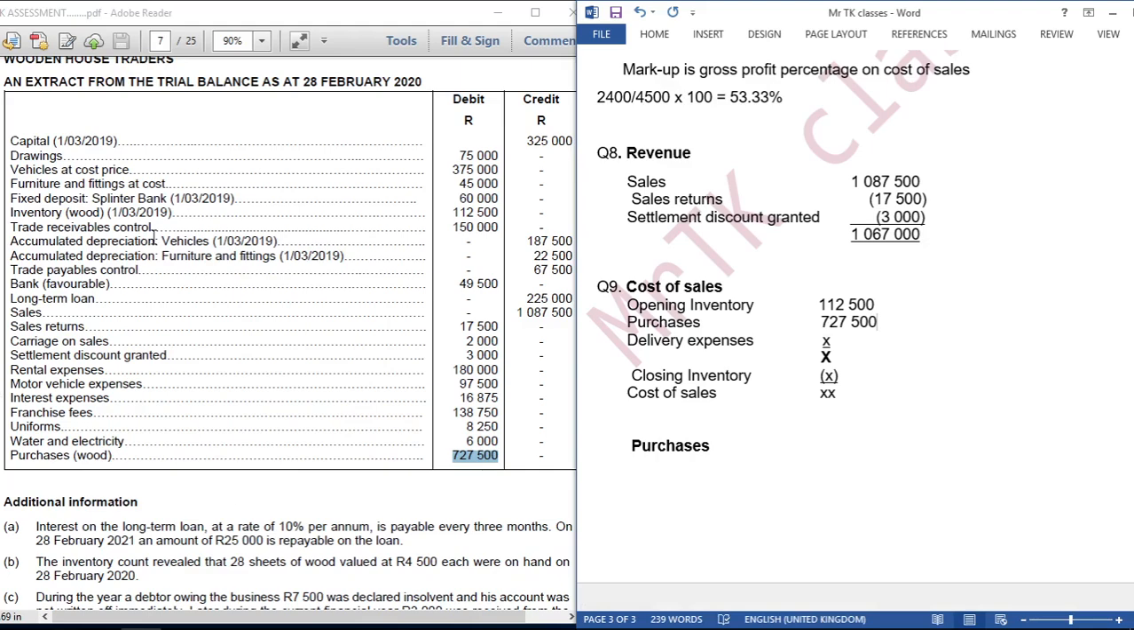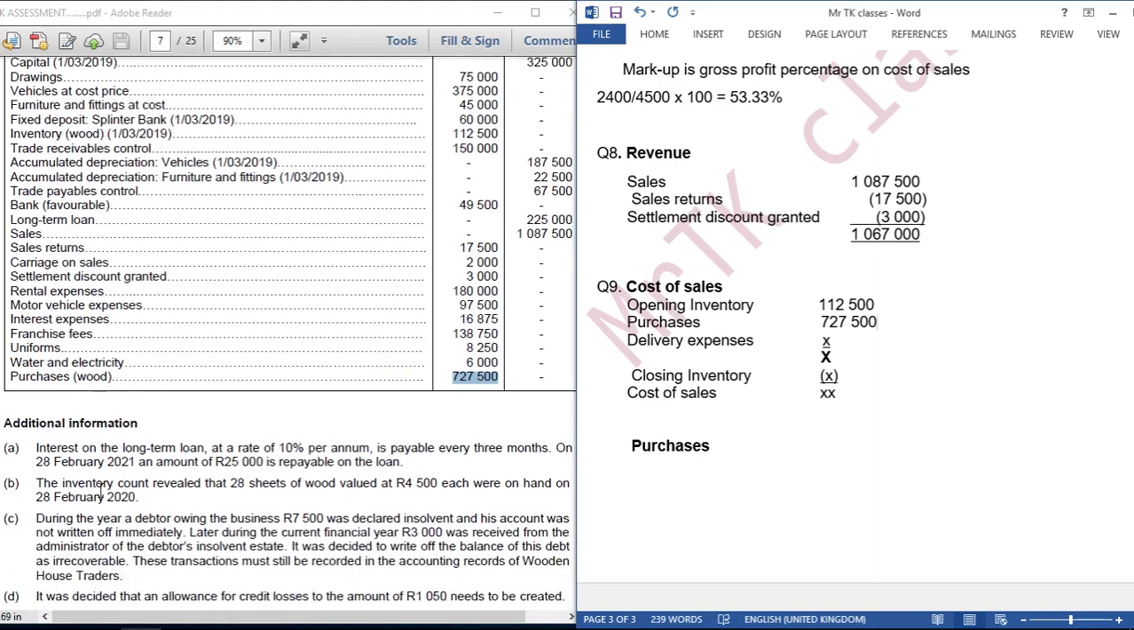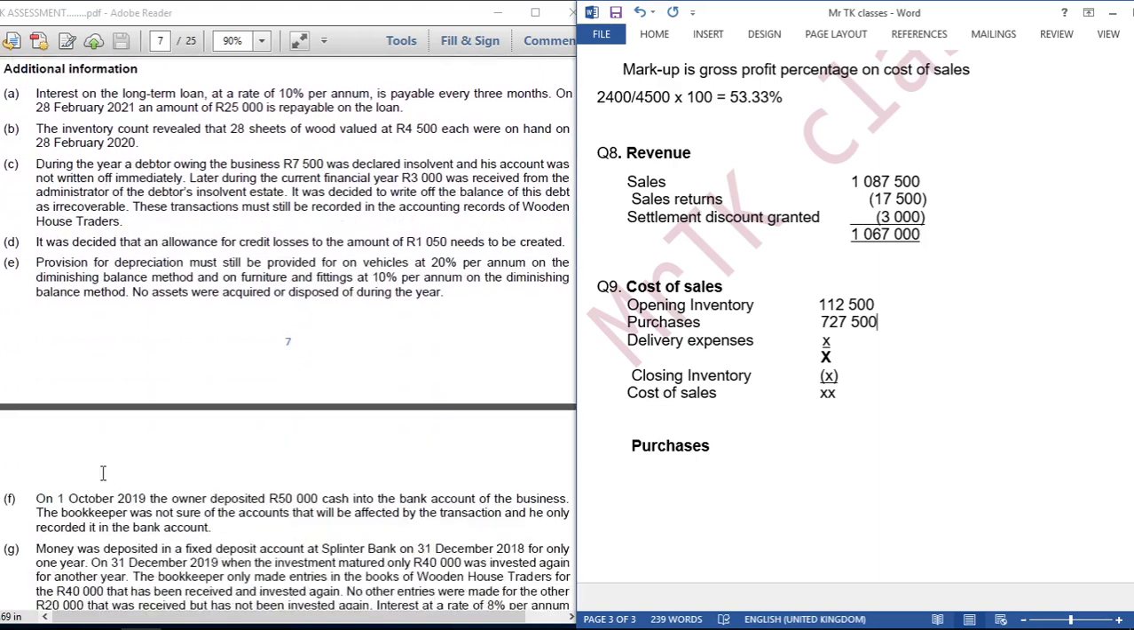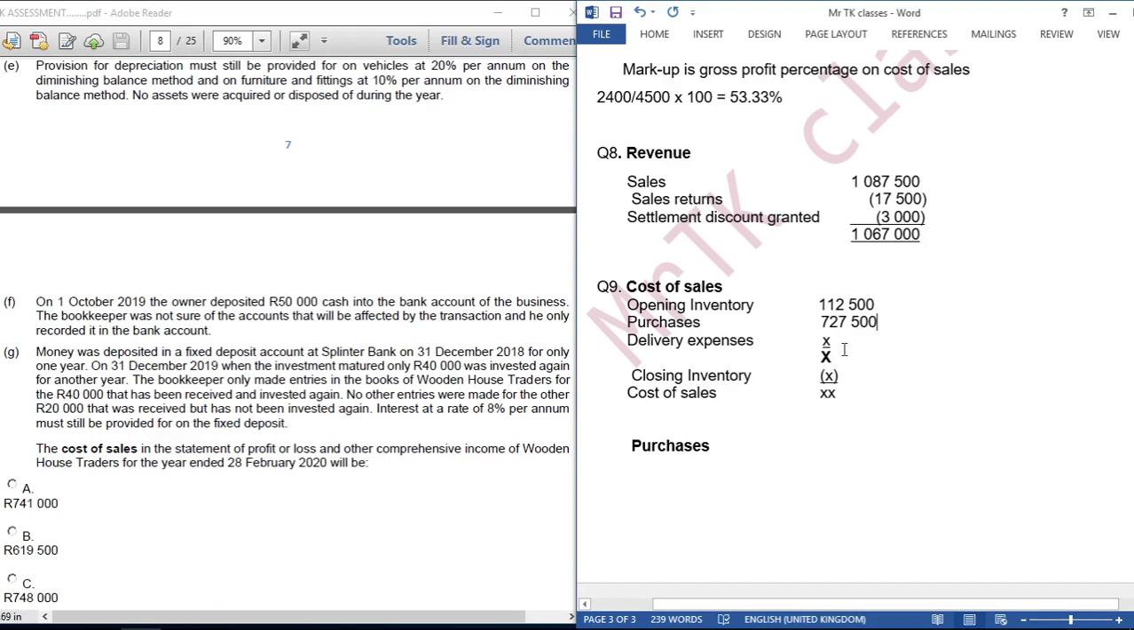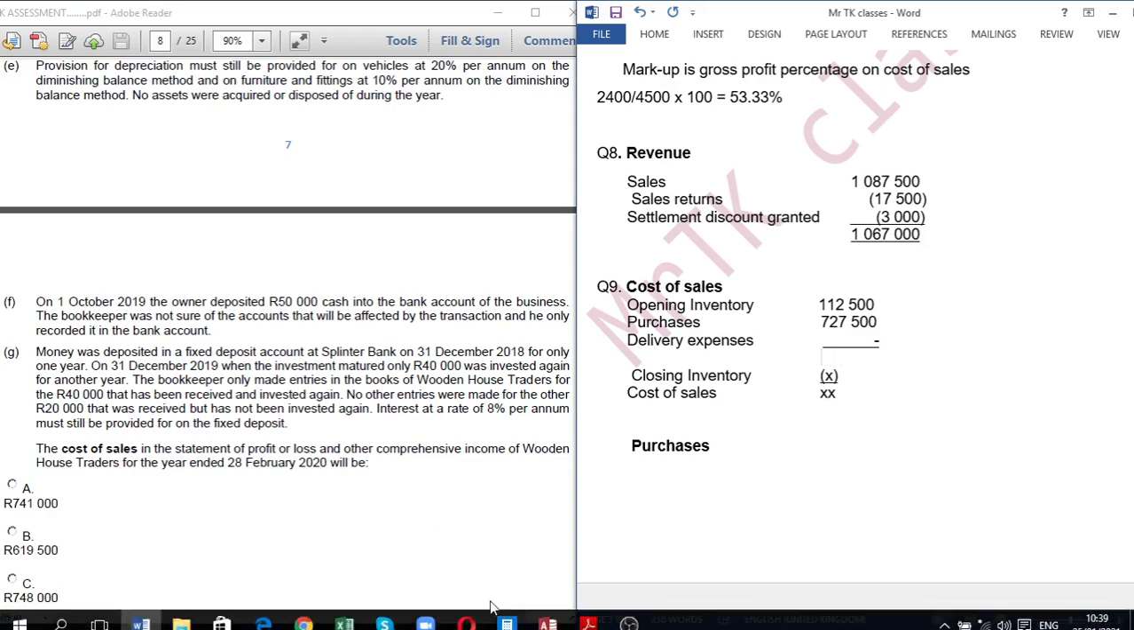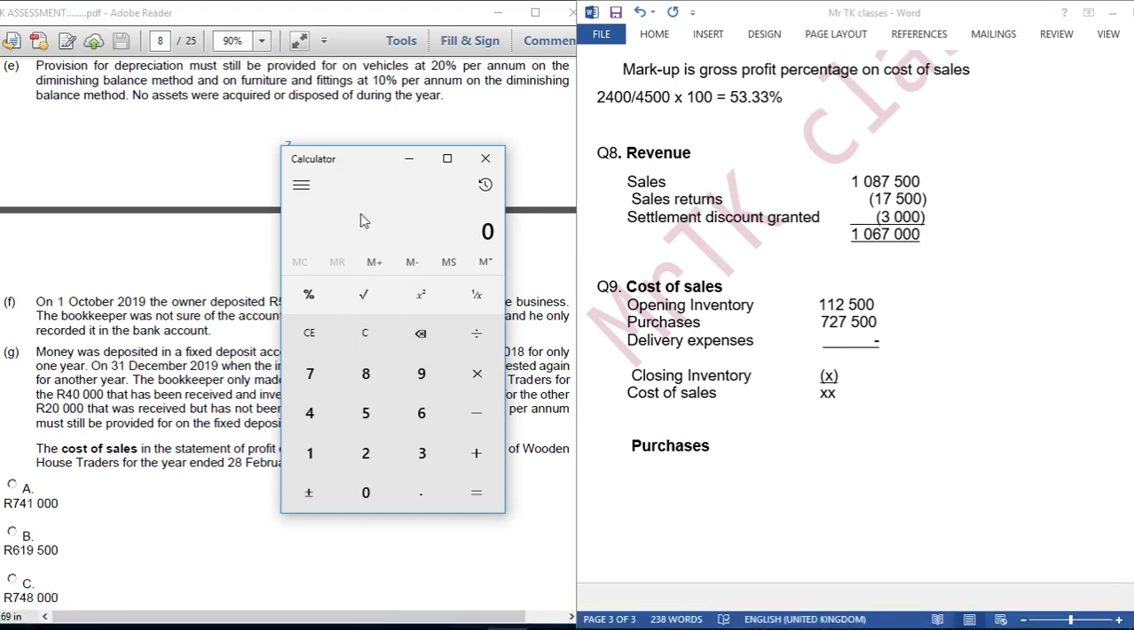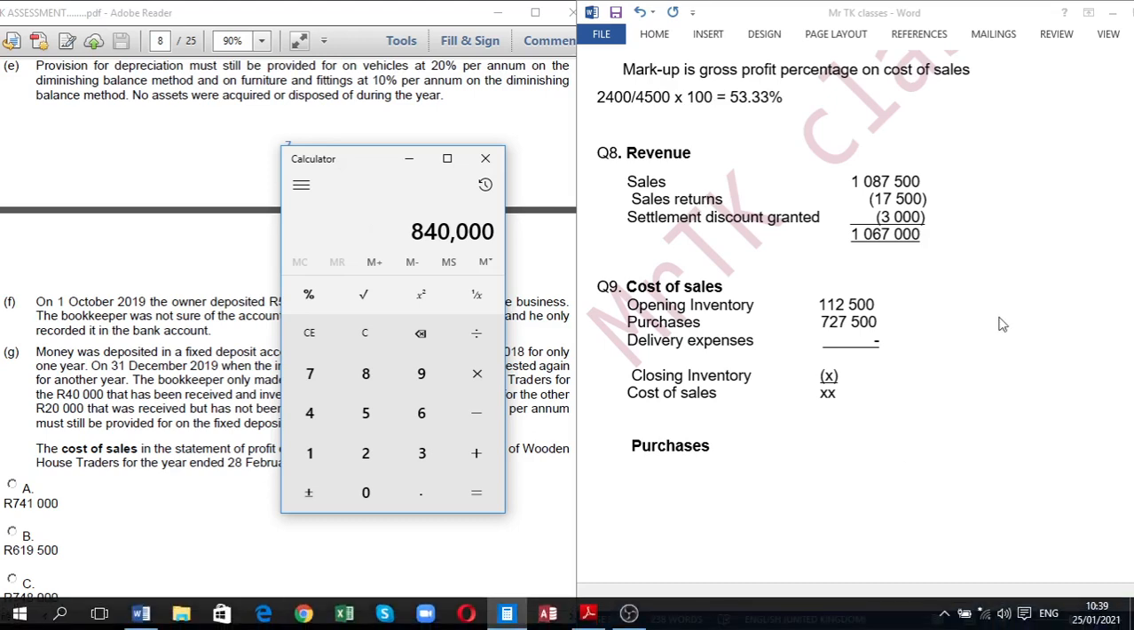Do we have delivery expenses? Okay, no, we don't have delivery expenses. So let's add these two. 112,500 plus 727,500 is 840,000.